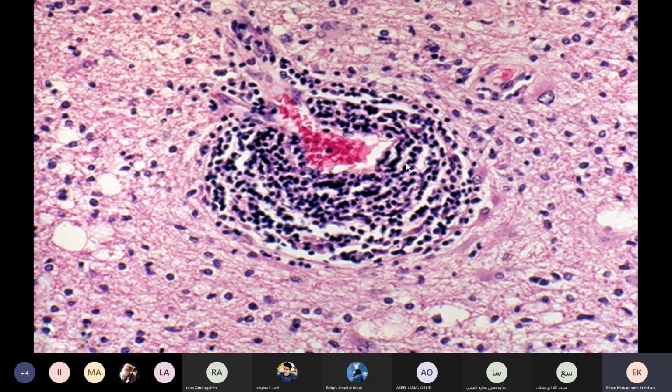This is the lymphocytic cuffing. This is a feature of multiple sclerosis. Lymphocytes surround the vessel in layers. So this is lymphocytic cuffing in MS. And there are macrophages in the area, trying to repair the myelin loss.